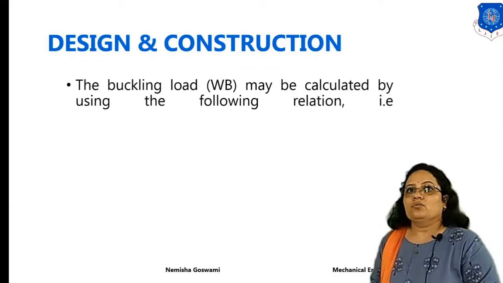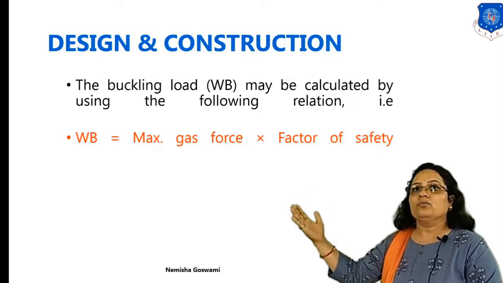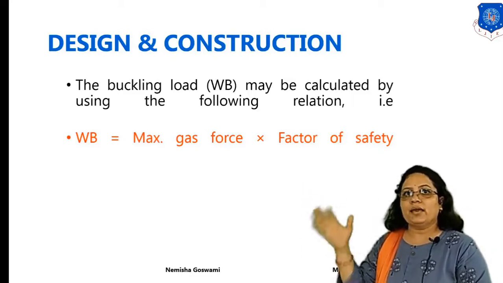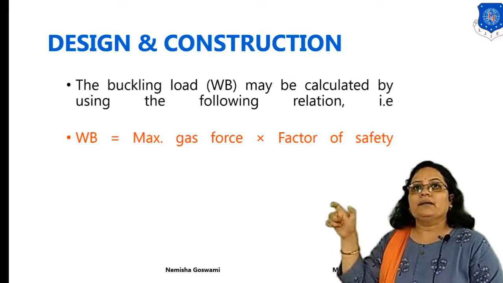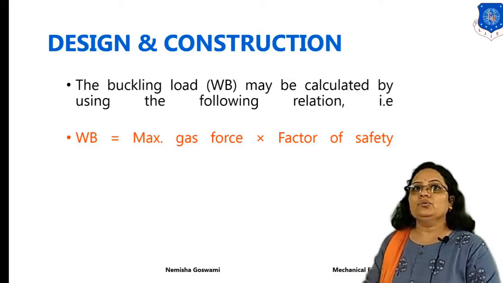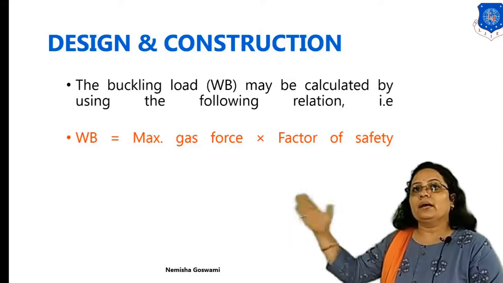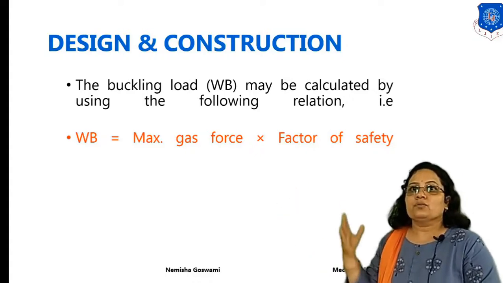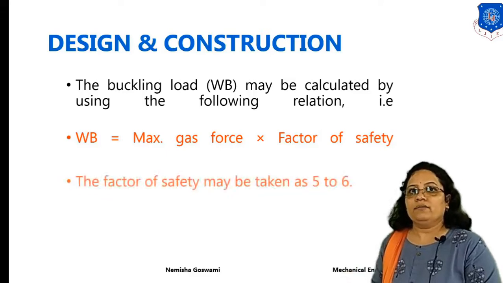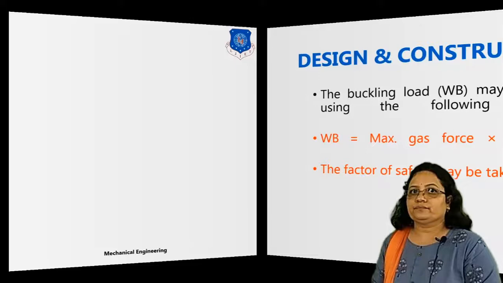Now, how to calculate the buckling load? The Rankine formula we have seen gives the buckling load, but that buckling load should be equal to the buckling load due to the gas pressure, right? So we will find the buckling load by using the gas force. Buckling load is equal to maximum gas force multiplied by the factor of safety. The factor of safety may be taken as 5 to 6, right?